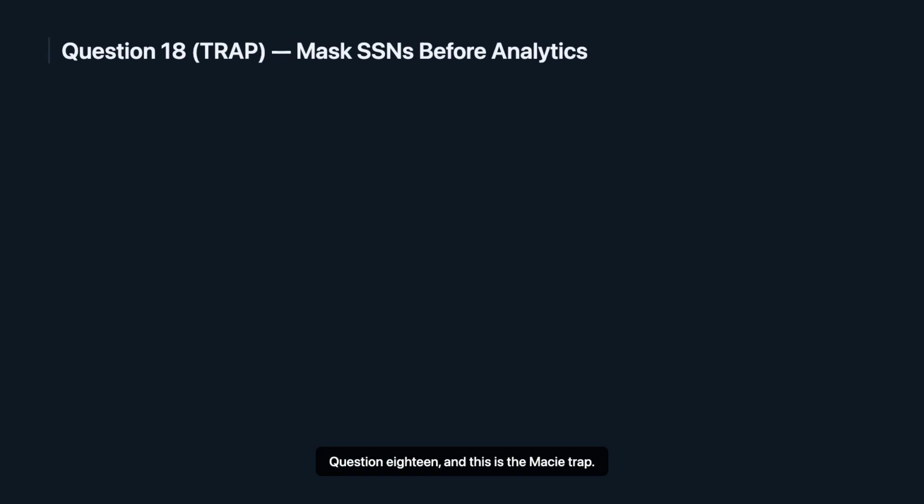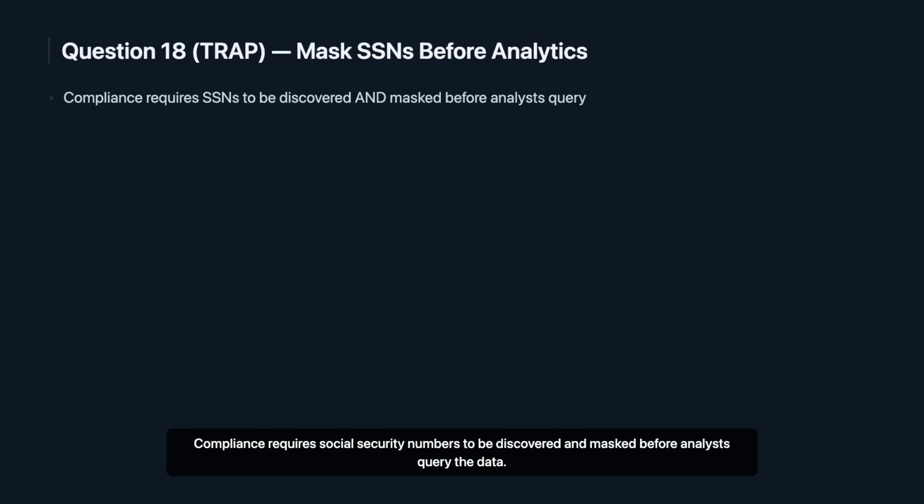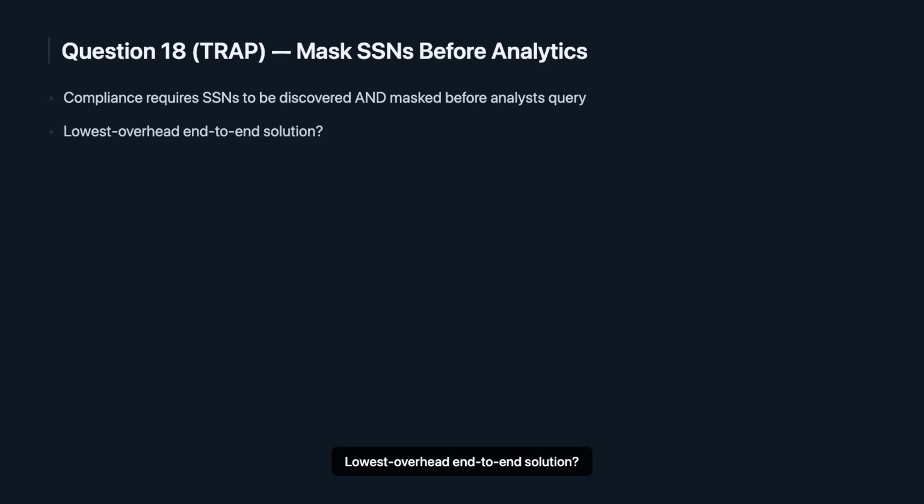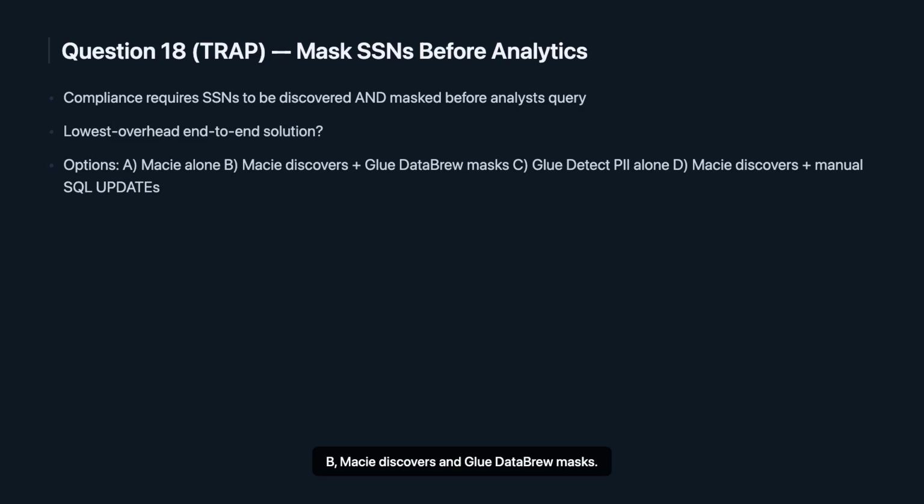Question 18, and this is the Macie trap. Compliance requires social security numbers to be discovered and masked before analysts query the data. Lowest overhead end-to-end solution? A. Macie alone. B. Macie discovers and Glue DataBrew masks. C. Glue Detect PII alone. Or D. Macie discovers plus manual SQL updates. Pause carefully. The trap here is misunderstanding what Macie actually does.